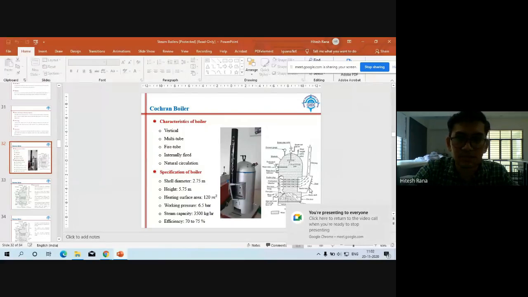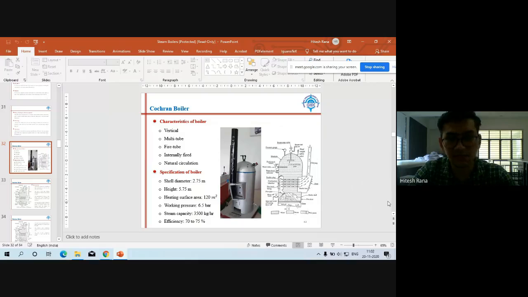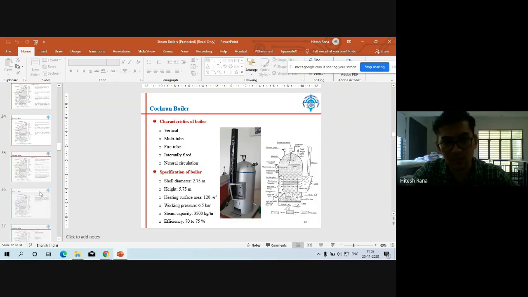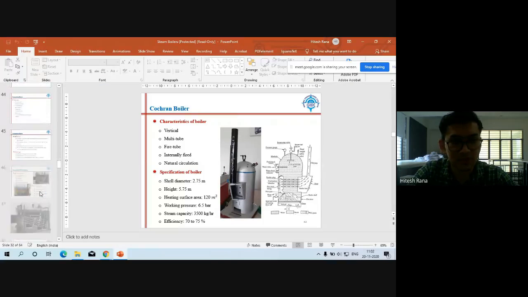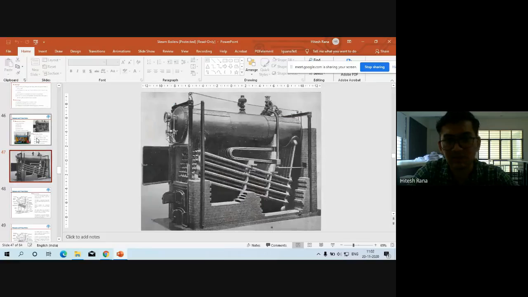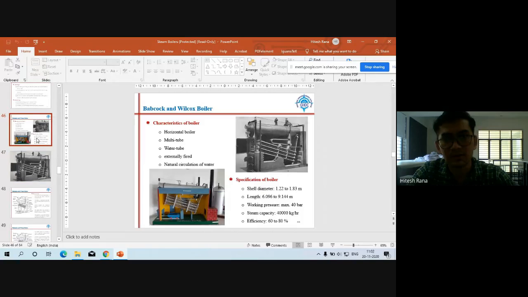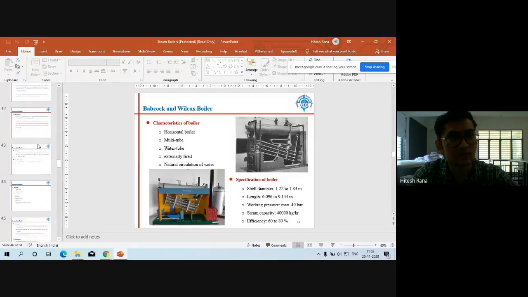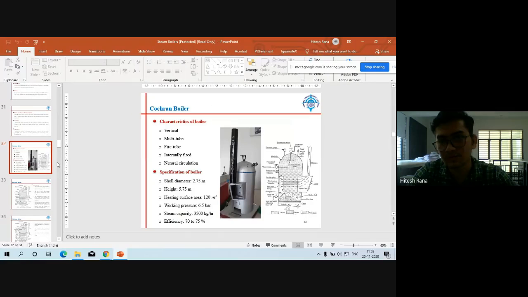Okay, so far we have discussed the definition of boiler, classification of boiler, and we have seen one of the three boilers. That is, we have seen the Babcock and Wilcox boiler, a horizontal axis boiler. This we have discussed. Okay, so in today's lecture we will be discussing one more boiler.